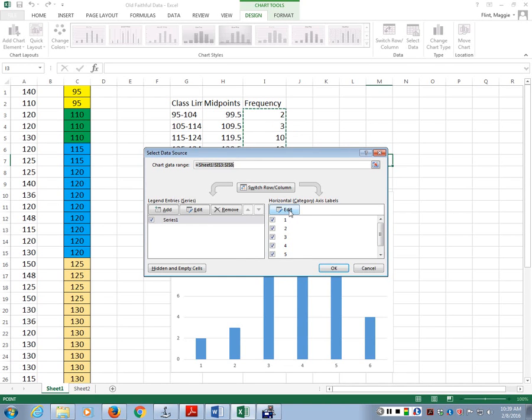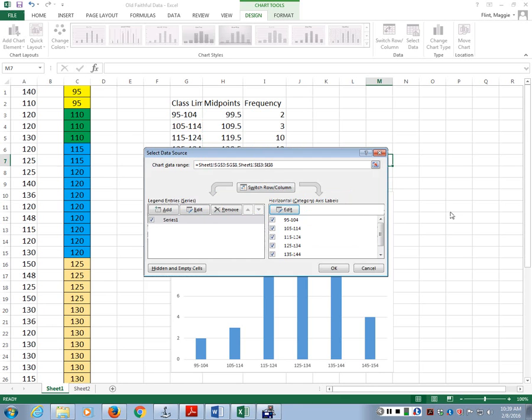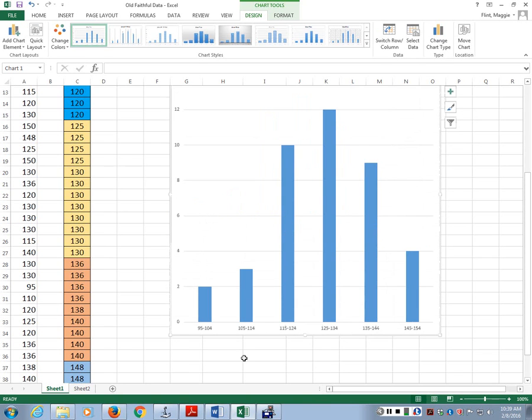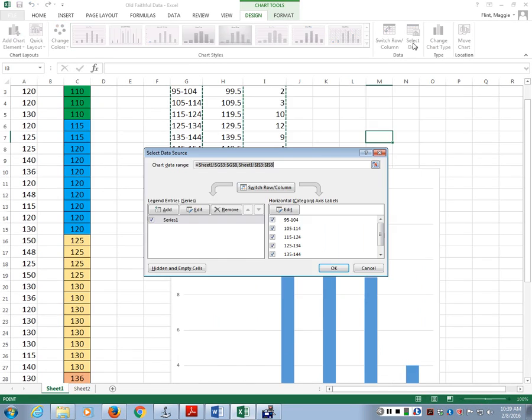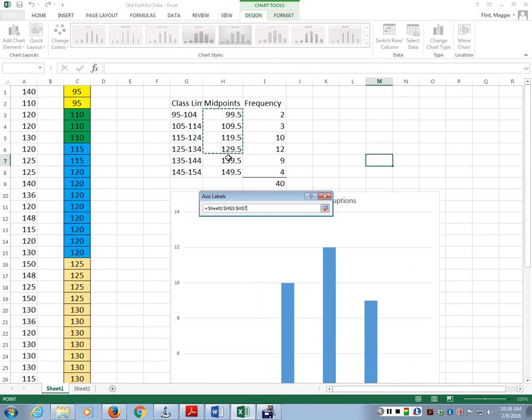So what I'm going to do here is click Edit, and I'm going to choose my class limits and tell it OK. And notice now my bars are labeled by the class intervals, not 1, 2, 3, 4, 5. I could label it by the class midpoints the same way. I would just go over there and click that same Select Data, and click Edit, and tell it, no, use these.